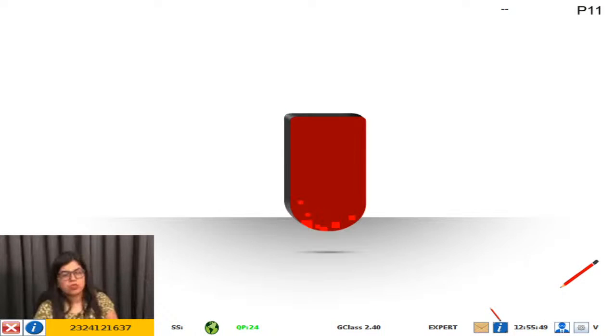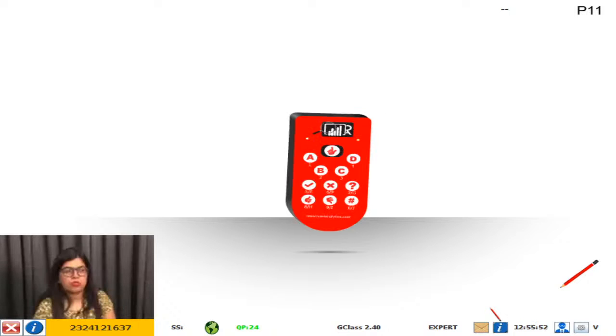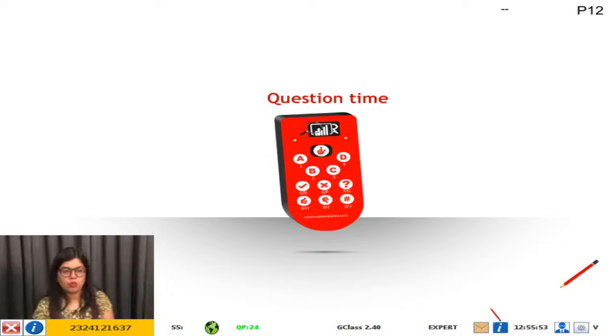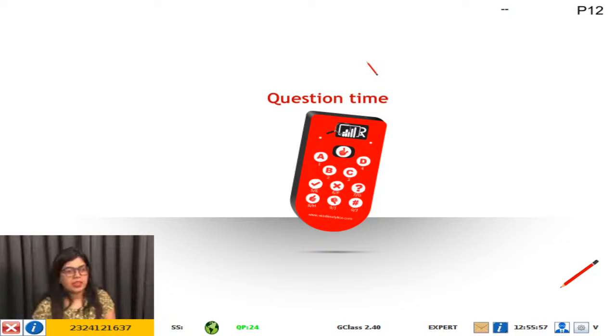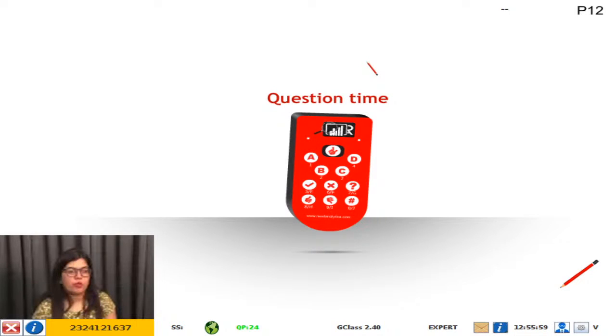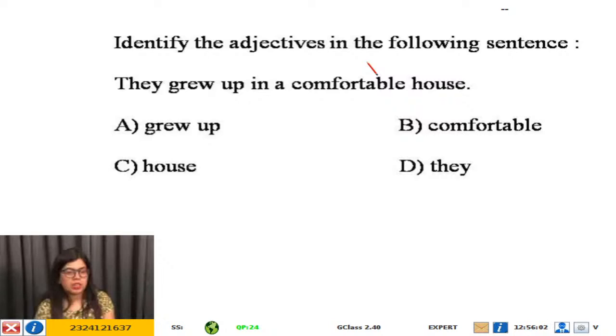So loving, kind, brave, clever, naughty. Okay. So these are again some adjective words. So students, I have a question for you all. All of you take out your clicker devices. Identify the adjectives in the following sentence. They grew up in a comfortable house. Grew up, comfortable house, they. So which one is an adjective from here? So you have to choose. So I'm giving you all 40 seconds to answer this question.